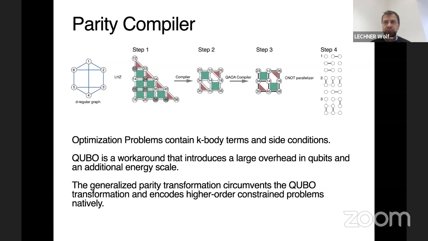I think this really makes the step now from QAOA problems or academic problems to real-world problems. Real-world problems usually contain k-body terms and they contain side conditions. I think for both of these challenges, we have a very elegant answer. I consider QUBO a workaround which introduces a large overhead in qubits, and it introduces an additional energy scale, and we can completely circumvent this QUBO transformation and encode higher order and constraint problems.